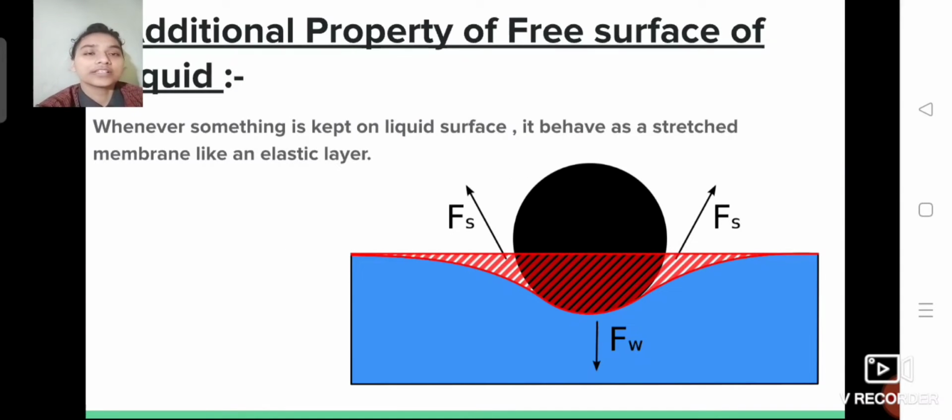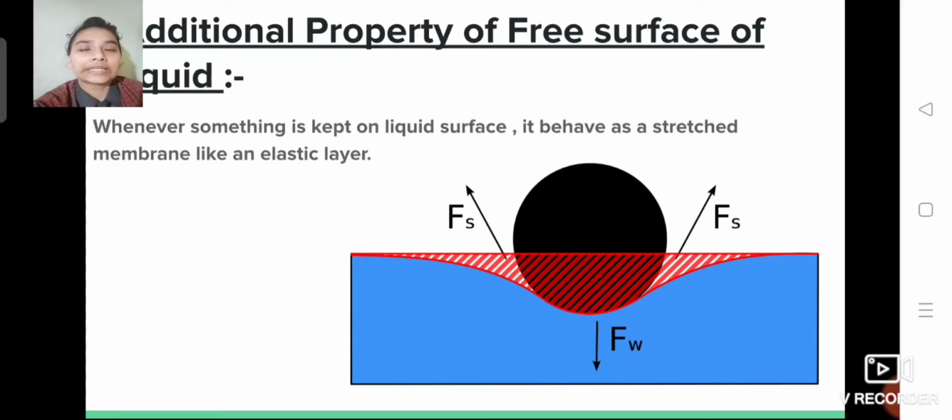Now let us discuss what is that additional property of the free surface of a liquid. So, whenever something is kept on the surface of a liquid, the liquid surface behaves as a stretched membrane, like an elastic or a rubber band. You know that whenever we stretch some elastic or rubber, it regains its shape when the force is removed. So the surface of a liquid also behaves just the same.